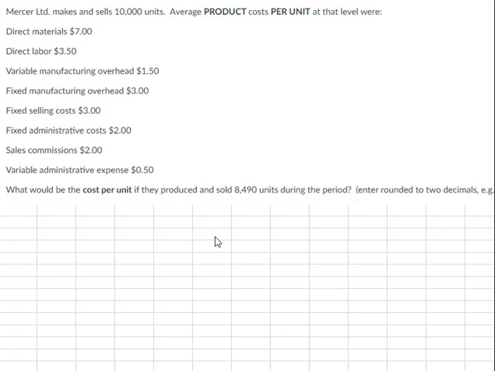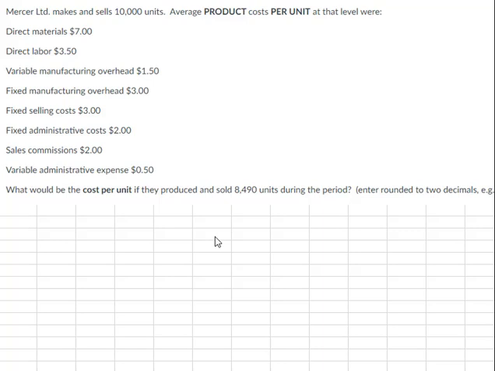So we want to go through this particular problem and notice that there's two places to get snagged here. One is they want the average product cost per unit. So that means we have to only pay attention to the product costs here. Selling and administrative costs are not product costs.